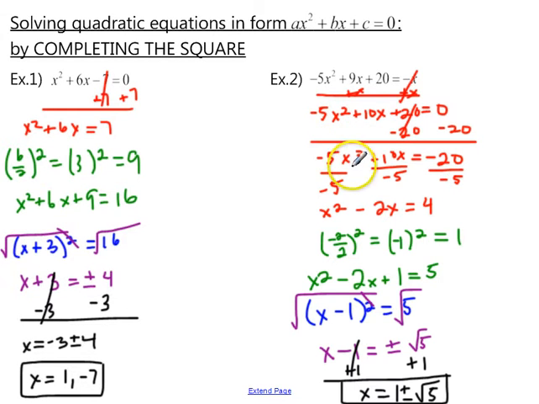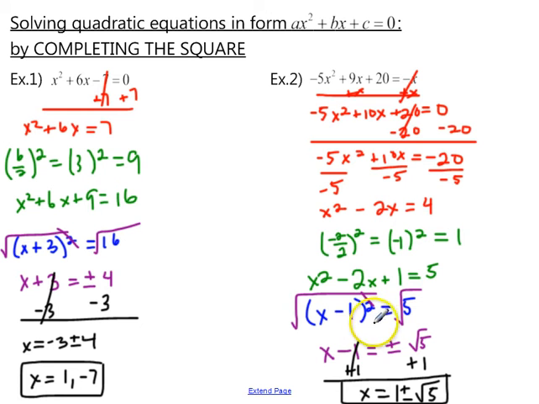So once you divide through by negative 5 on each term, you should have x squared minus 2x equals positive 4. Then you can find that magic number, negative 2 divided by 2 squared. So we have negative 1 squared, which is positive 1. Go ahead and add it to both sides. So we have x squared minus 2x plus 1 equals 5. Then you want to factor that left side the special way that we factor.